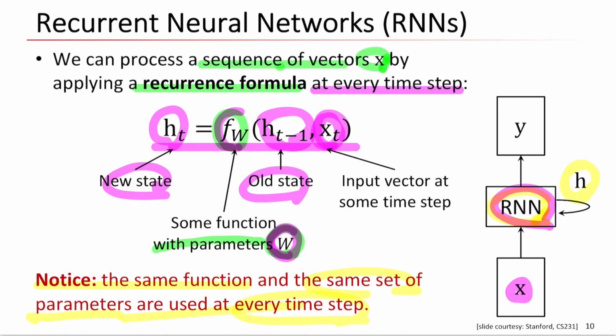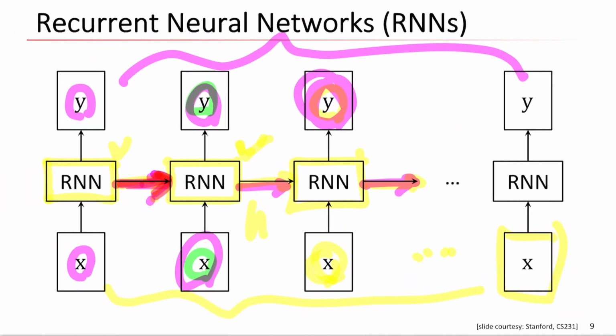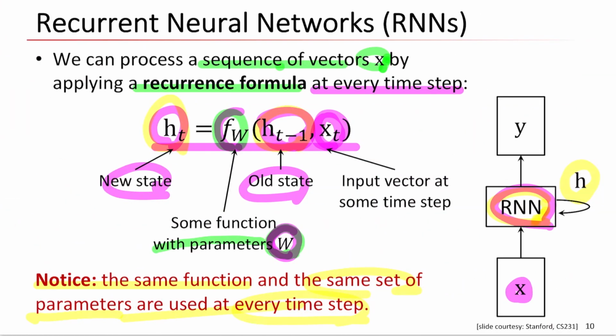If we see the recurrent formula at every time step, it looks something like this. HT is the new state and HT minus 1 is the old state. And XT is the input vector at some time step, in this case step t. And we have some function with the parameter W. So training the recurrent neural network means finding the optimal parameter W here.